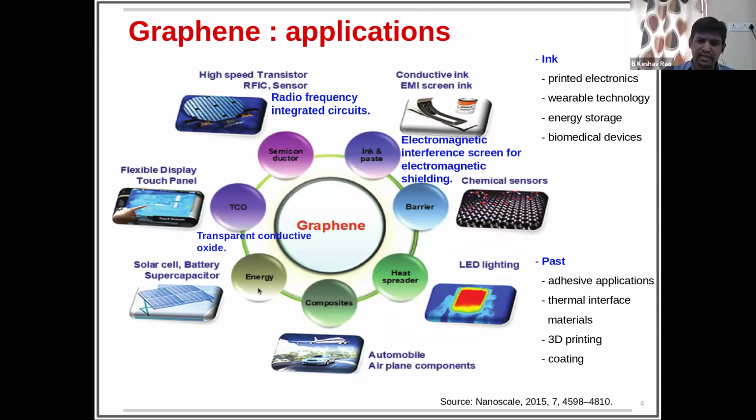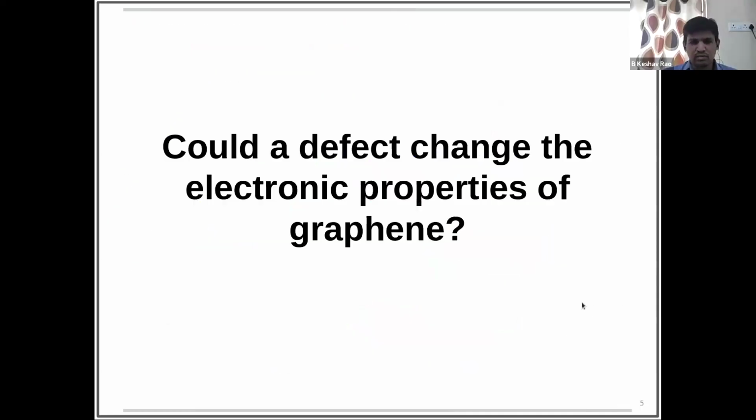Solar cells, batteries used for energy purposes, composites, automobiles, air devices, heat spreaders, LEDs, barriers, and chemical sensors. Ink and paste are mostly preferred in printed electronics, and as storage and biomedical devices as a paste. These are the applications. So first of all, let's know, can defects change the electronic properties?